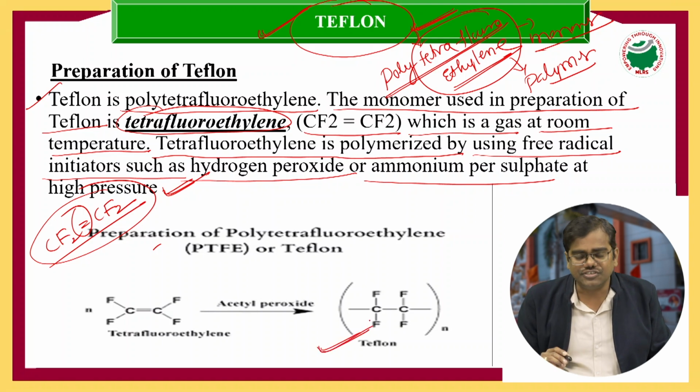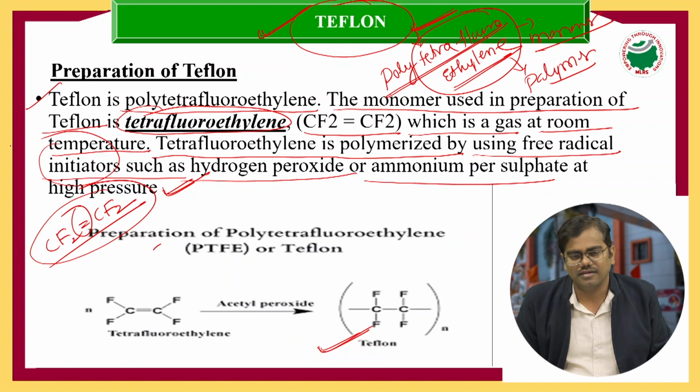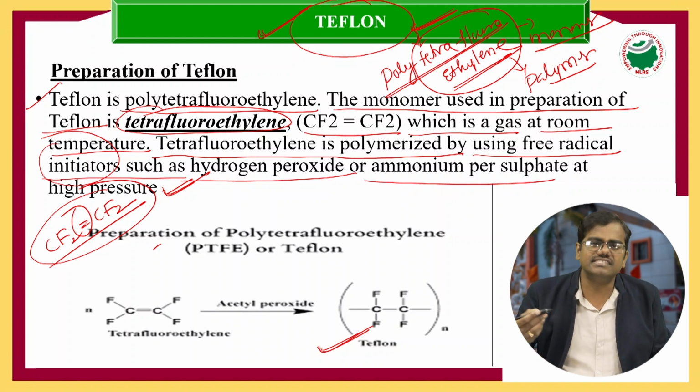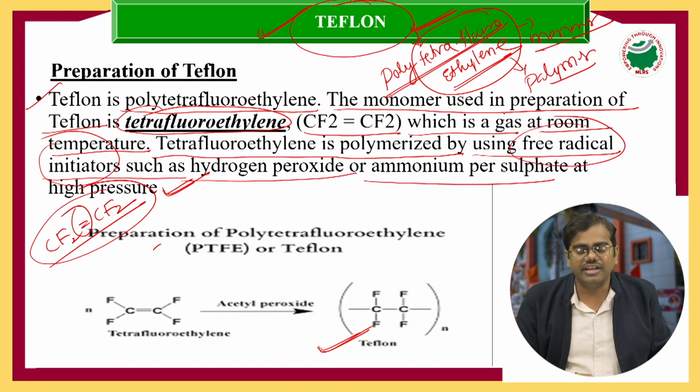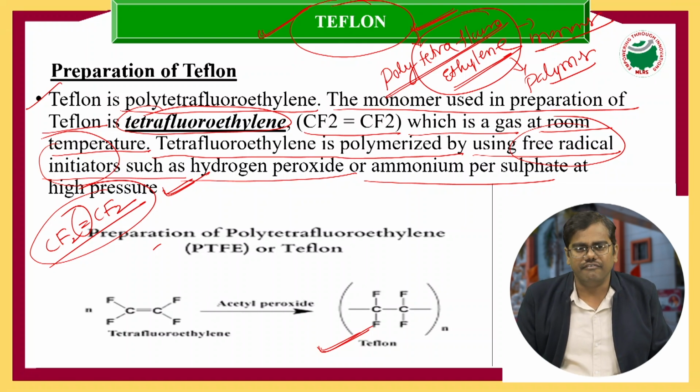Teflon. And this Teflon we can prepare by free radical chain polymerization. That is the reason we are using initiators here. Initiators initiate the reaction, and the mechanism of free radical chain polymerization we have already discussed in the previous class. You can see the last video so that you can easily understand.